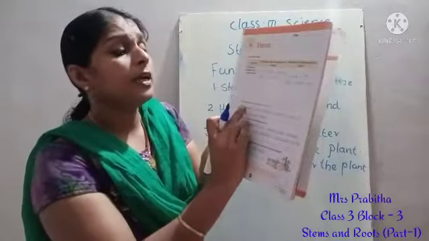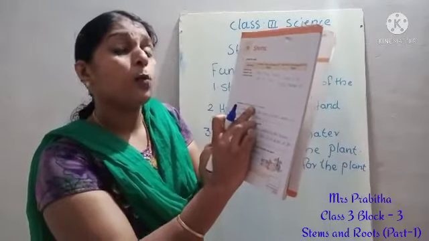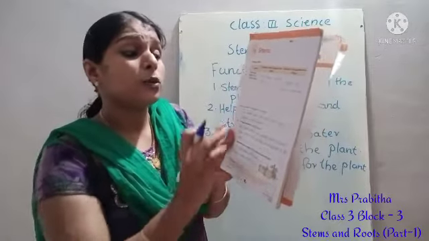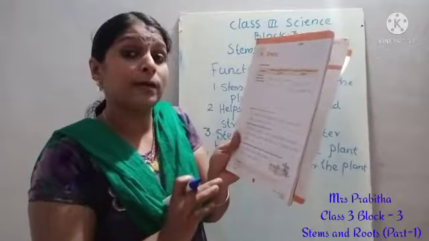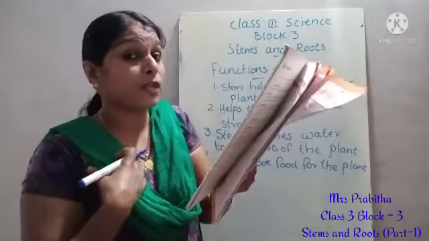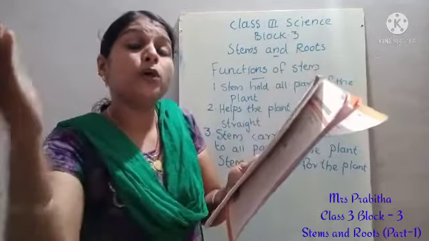Here you have to write the conclusion. From this experiment, what can we conclude, children? What did you understand from this experiment? Yes, from this experiment we understood that the stem carries water to all parts of the plant. So what we have to write here is: I learned that the stem carries water to other parts of the plant.